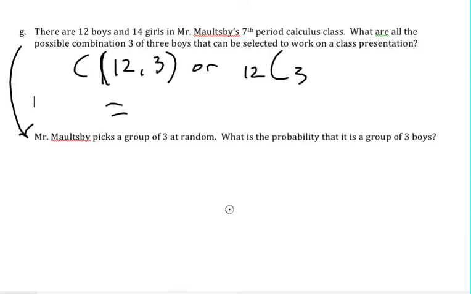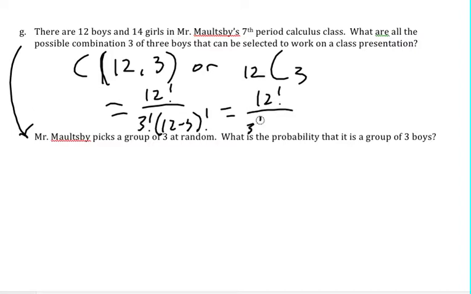There's a specific way to work out 12 choose 3. It's 12 factorial over 3 factorial, 12 minus 3 factorial, which actually can be simplified as 12 factorial over 3 factorial, 9 factorial. And if we expanded this, we could simplify a lot of values so that we wind up with 12 times 11 times 10 divided by 6.